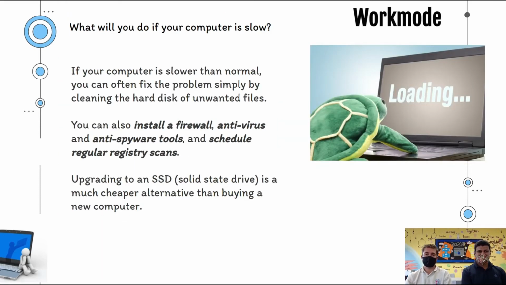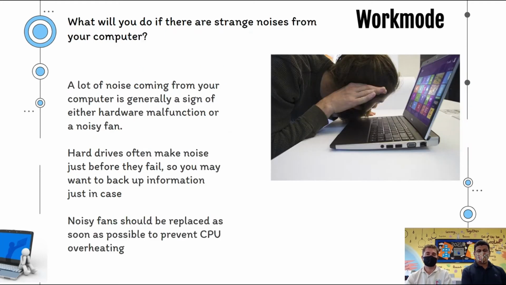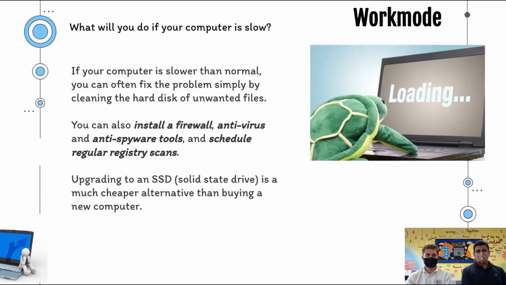What do you do if your computer is slow? If your computer is slower than normal, you can often fix the problem simply by cleaning the hard disk of unwanted files. You can go through every file and delete all the things that you don't need anymore. And check also your antivirus. Maybe you have some virus on the computer that makes your computer slower. And finally, a lot of times your computer is slow because of your hard drive. If you upgrade to a solid state drive, it is much cheaper than buying a new computer.